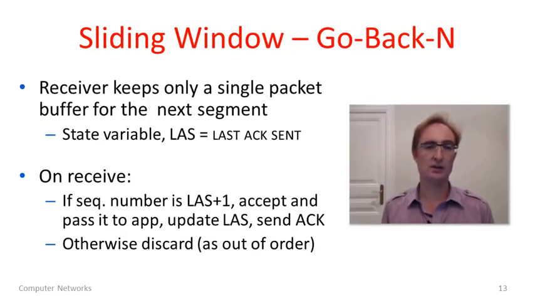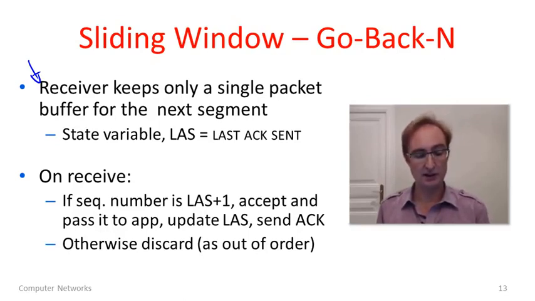Let's look at what goes on at the receiver, because we just saw the sender half there. And recall I was going to describe 2 different variations for you. The first variation is go back N. And it's very simple. It's actually the simplest sliding window receiver implementation. Here, the receiver only keeps a single segment buffer to put the next segment in. So when it gets the right segment, it passes it up to the application. So the application sees data in order.